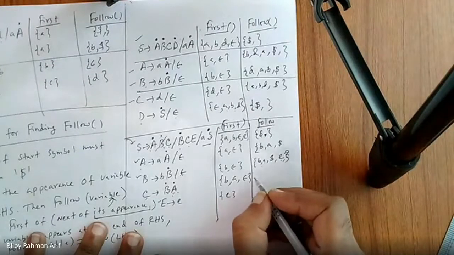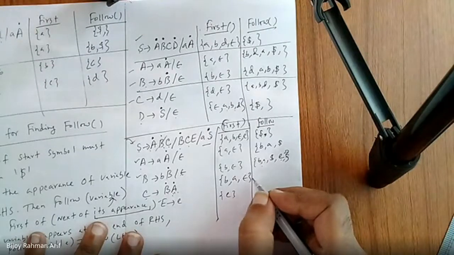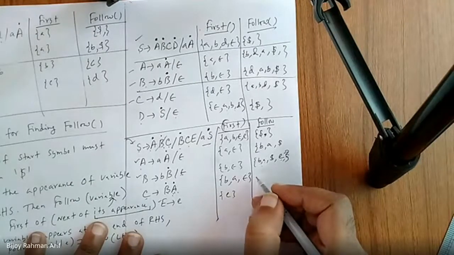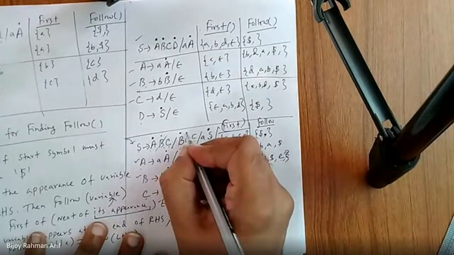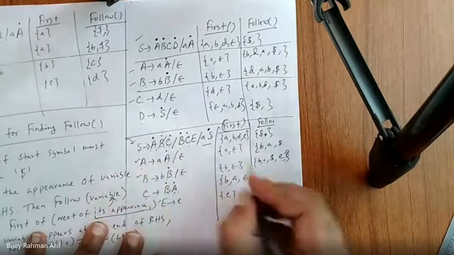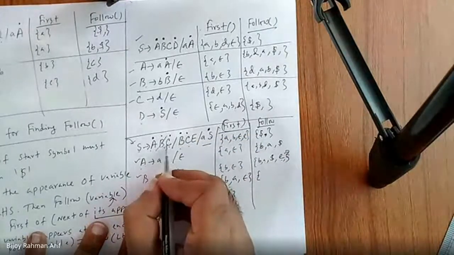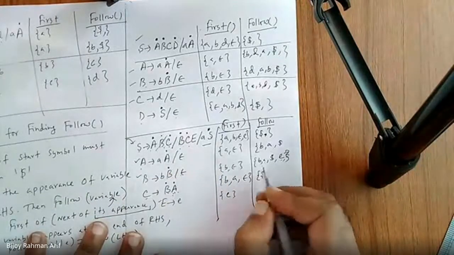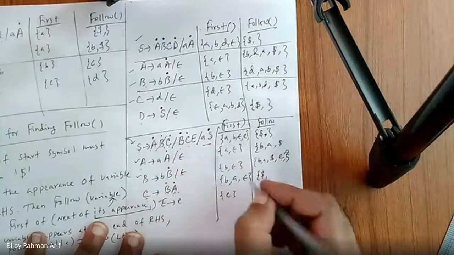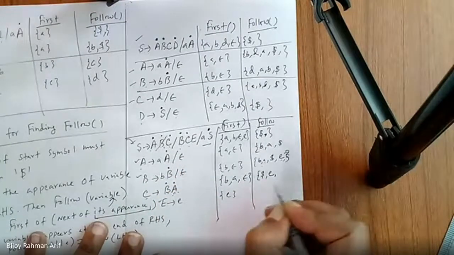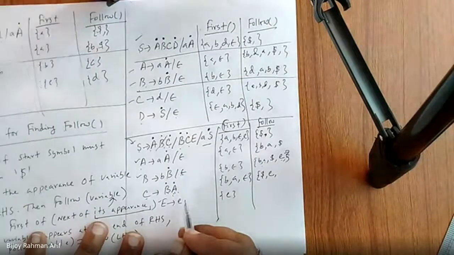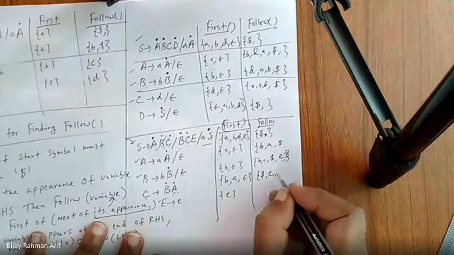Okay. So let's go over here. Now we have to find out follow of C. C appears here and here. For this one, follow of C is nothing but follow of S, which is nothing but dollar. For this one, follow of C is nothing but first of E, so E. And anywhere else? No, sir. So we are done.